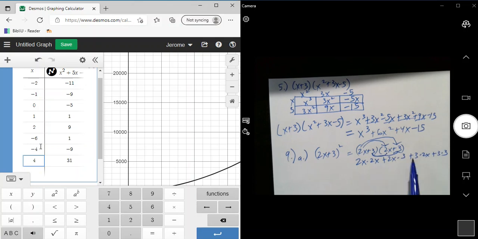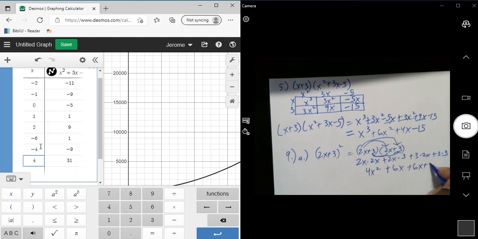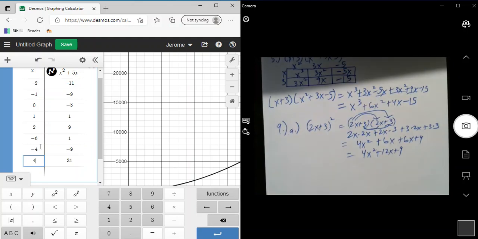Now these plus signs that you see, they came from the sign of these two values that were multiplying here. So this would be 4x squared plus 6x plus 6x plus 9. So this would give us 4x squared plus 12x plus 9. So this would be the final answer for 9A.